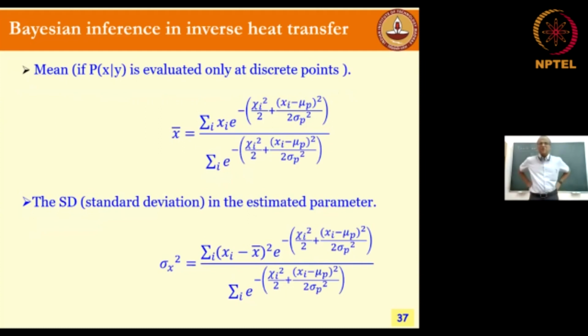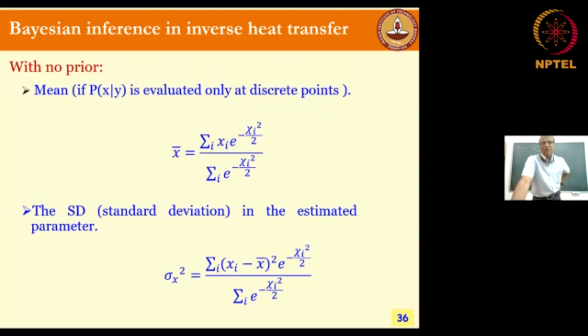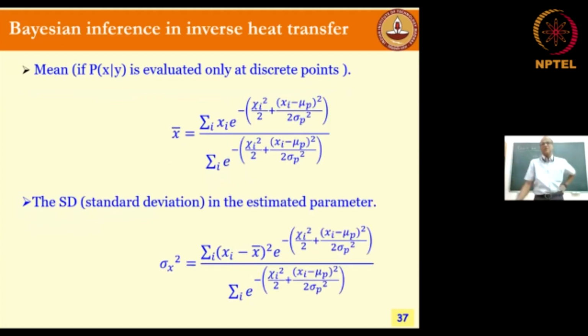If P of X given Y is evaluated only at discrete points, then X bar equals, please note, sum of xi e to the power of minus chi square, with no prior. Now it is chi square plus x minus mu p, whole square, by 2 sigma p square, where mu p and sigma p are the mean and the standard deviation of the prior.